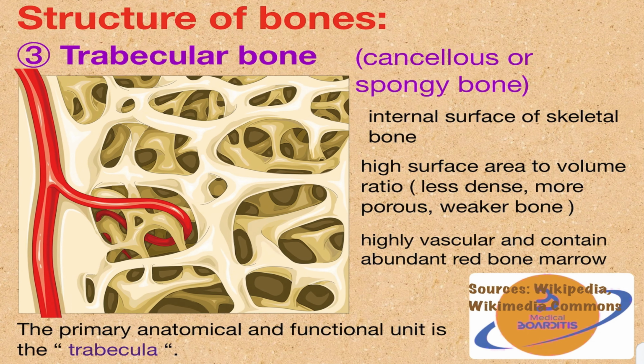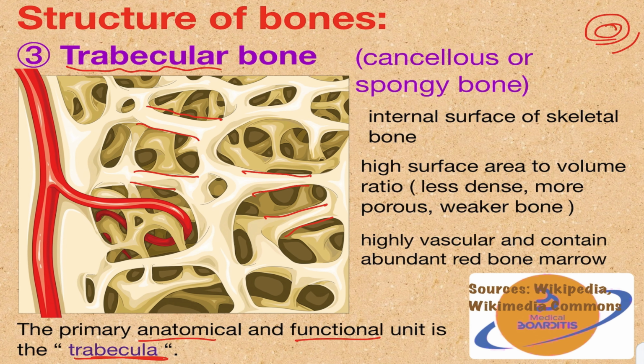The next bony structure is called the trabecular bone. And it's called trabecular because the primary anatomical and functional unit of these bones is the trabecula. You can see this is a trabecula, this is a trabecula, this is a trabecula. These trabeculae are made of concentric layers of lamellar bone, just like the osteon. But in contrast to osteons, they lack the central canal that contains blood vessels. These trabeculae are arranged in a haphazard, irregular way, and that makes a lot of pores between them. And that's why these bones are called cancellous or spongy, because they look like a sponge from the outside.